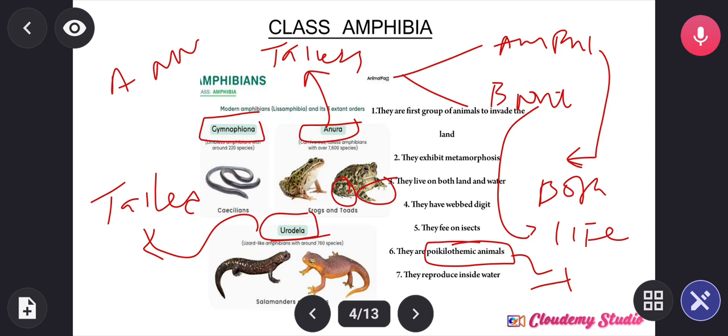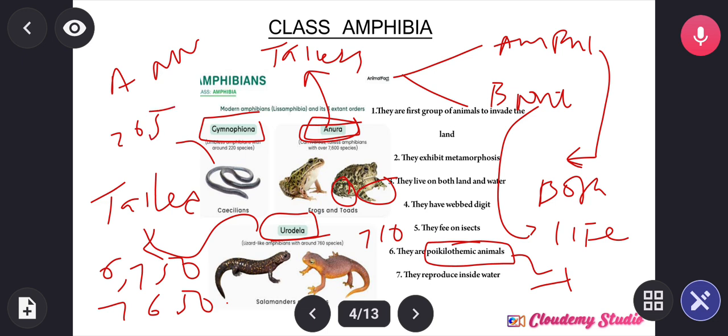Another thing is that this class is dominated by the anurans, which are basically the frog and the toad. The frog and the toad have about 6,750 species of anuran out of 7,650 species, while the Urodela and the Gymnophiona take the remaining part, where Urodela has about 710 species and Gymnophiona has about 250 species. These are just estimations, right?